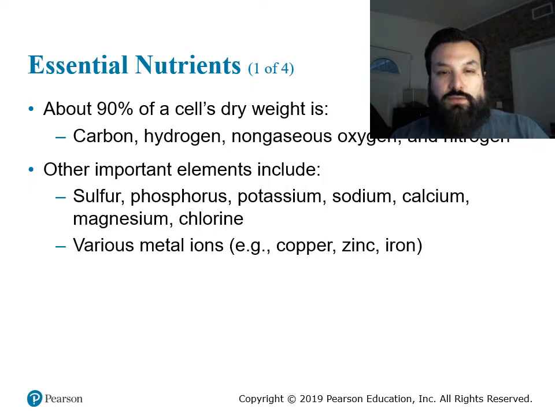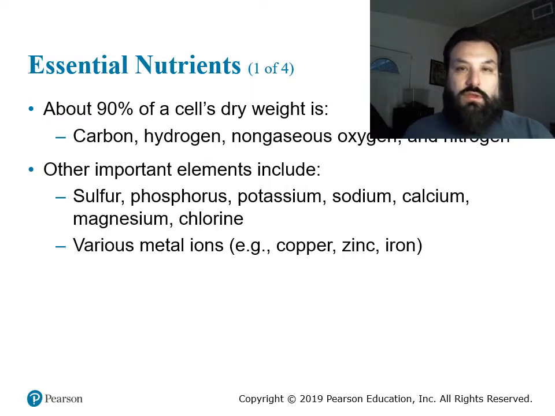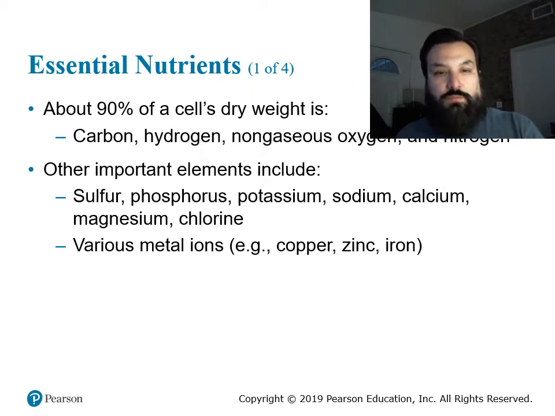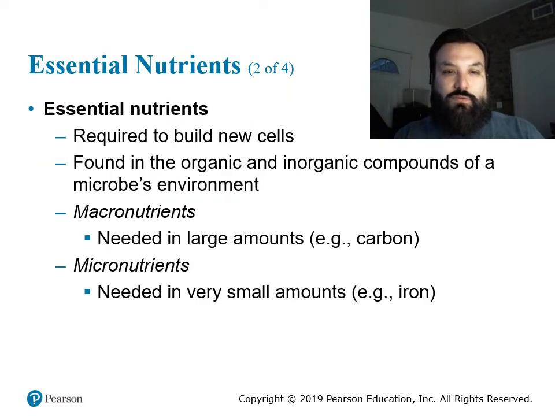Okay, so when we look at a cell, and if we take away water, about 90% of the cell's dry weight is these four elements, right? So we take away water and we dried out a cell. Most of it is carbon, hydrogen, oxygen, and nitrogen, right? And then the other 10% are made up of these different ions or different elements here, right? Different types here, and you can see the list there as well.